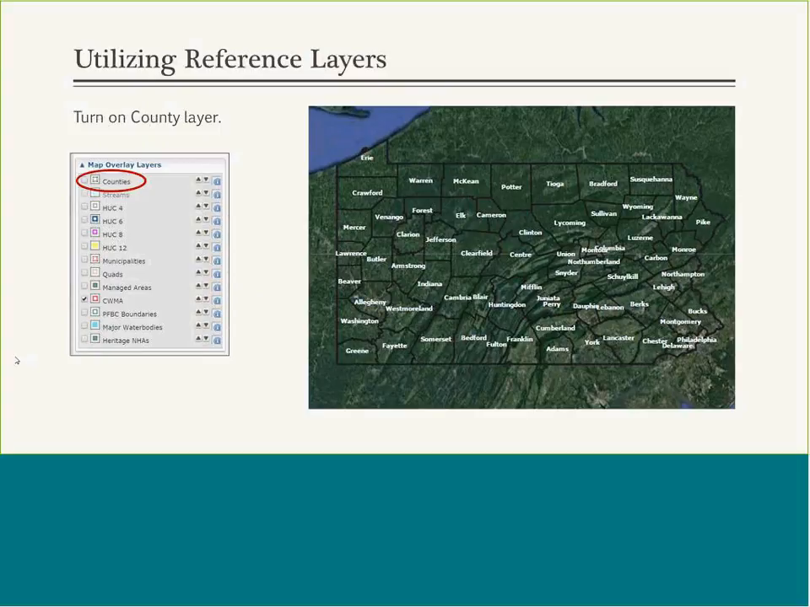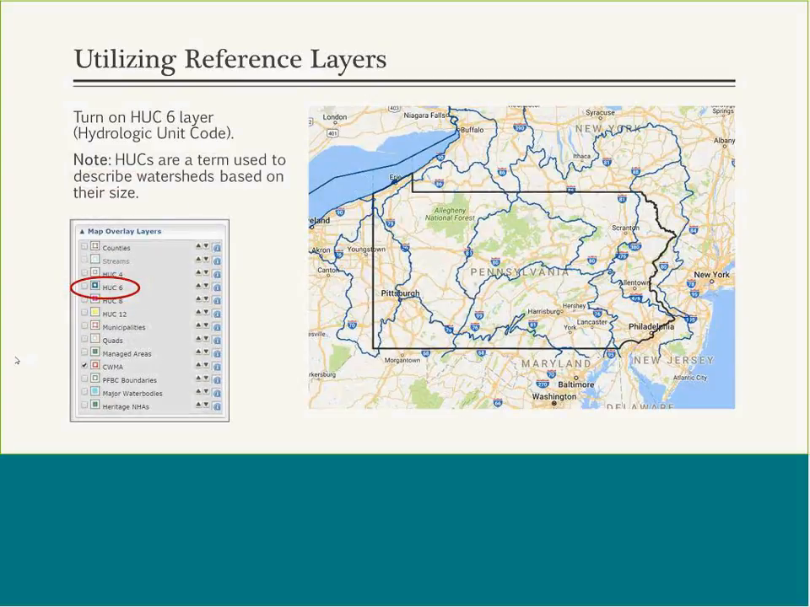I just want to give you some examples of what I mean by these reference layers. In order to better understand where something might be located within the state, it could be helpful to turn on the county layer, and that's what this would look like, turning on those counties. We talked a little bit about the HUCs, the hydrologic unit codes. In general, the HUCs are just a way to describe the size of watersheds. You can have a really big HUC or a really small HUC, and you're going to see that here in a second.